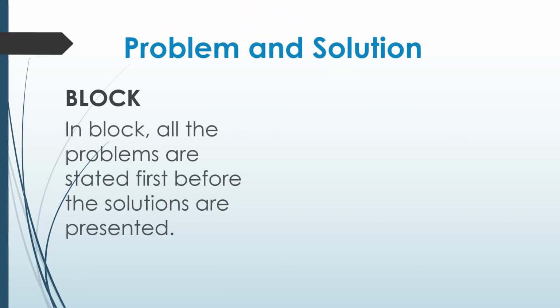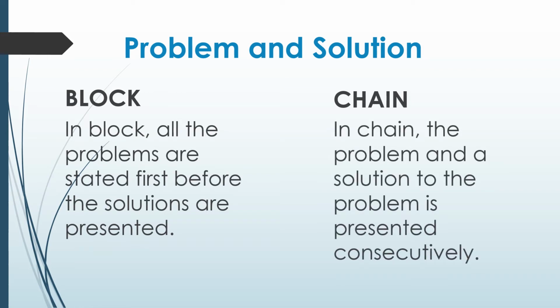Let us differentiate between block and chain. In block, all the problems are stated first before the solutions are presented. In chain, the problem and solution to the problem is presented consecutively. So in block, we state first all of the problems that we have, then make a transition sentence before we state all the solutions to each problem. While in chain, we state one problem, then state the solution to it, and then state another problem, and then another solution.